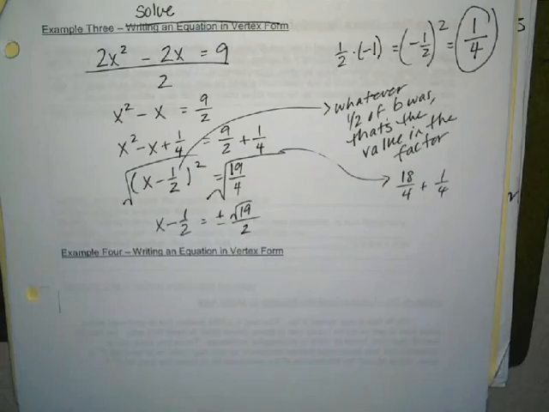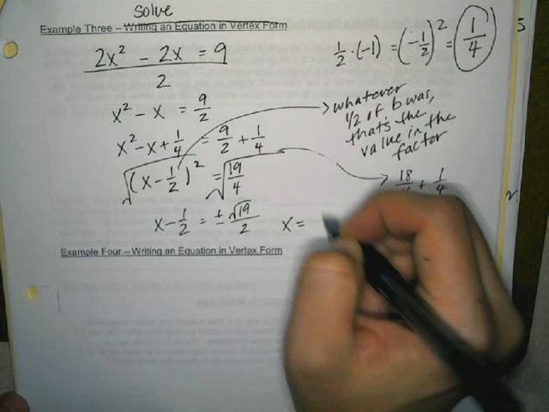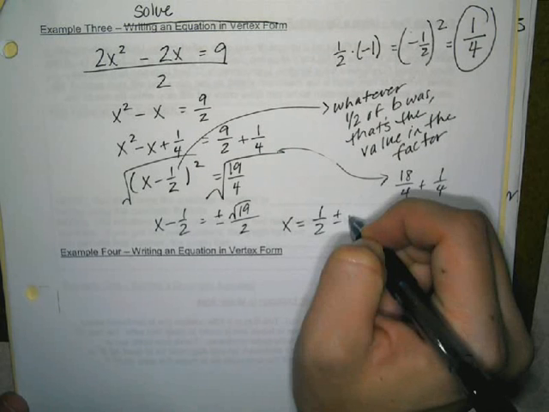And then my final step is to do what? Add 1/2 to both of those. Yeah, you're trying to get x by itself. So x will equal 1/2 plus or minus the square root of 19 over 2.